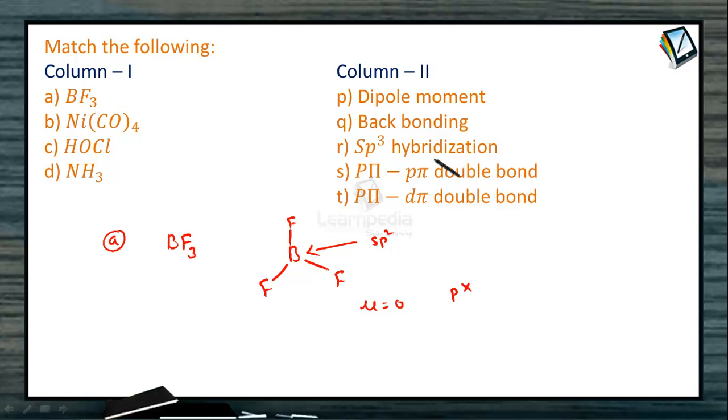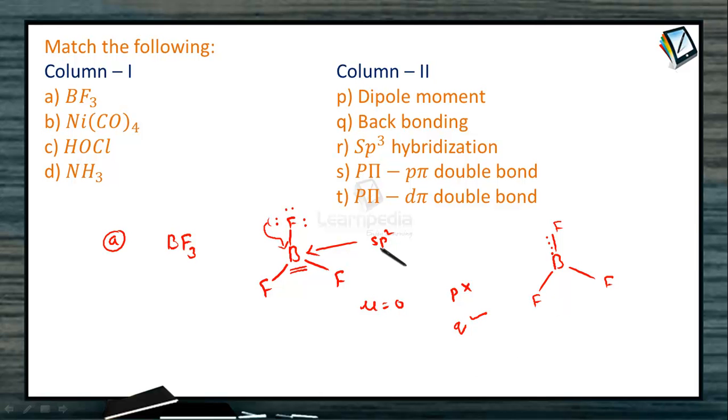And Q we have is back bonding. In boron trifluoride, each fluorine atom has 3 non-bonded pairs, whereas a vacant p orbital exists in the central atom boron. Thereby the lone pair is pushed into the vacant p orbital of the central atom boron, resulting in a p pi p pi double bond. So there is back bonding in BF3. So back bonding Q is right.